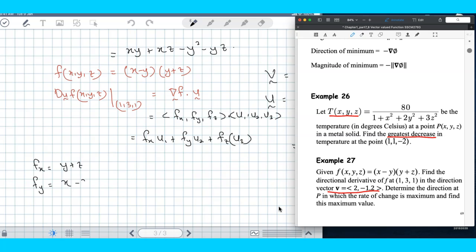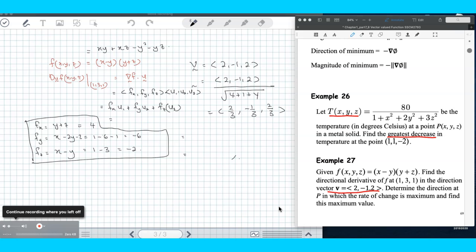Okay, so fy, so x minus 2y minus z. Okay, and fz you have x minus y. Then we should evaluate at the point 1, 3, 1. So y plus z we got 4, and then x minus 2y minus z, 1 minus 6 minus 1, we got minus 6, and x minus y we got minus 2.